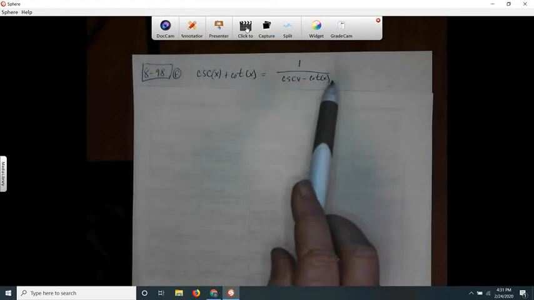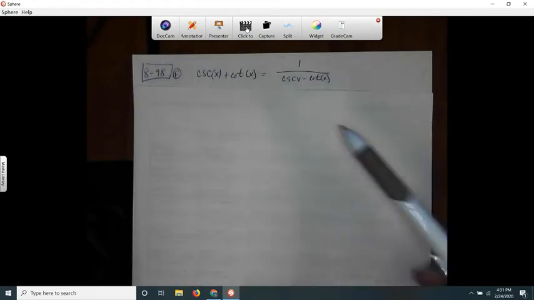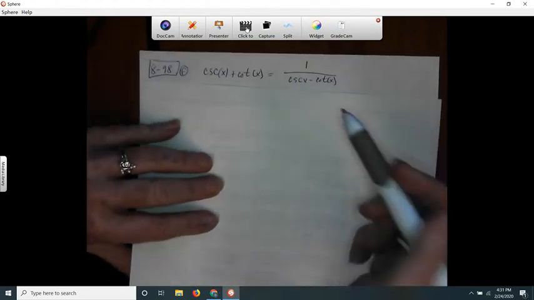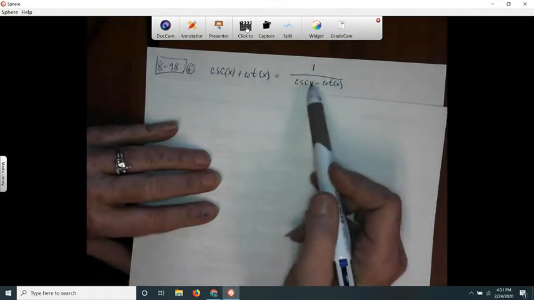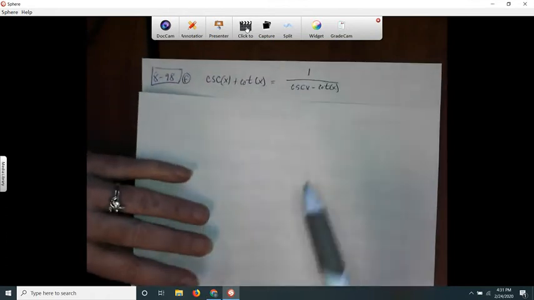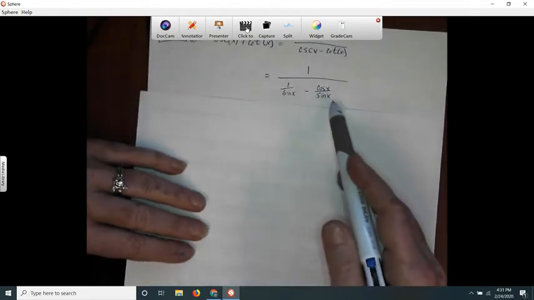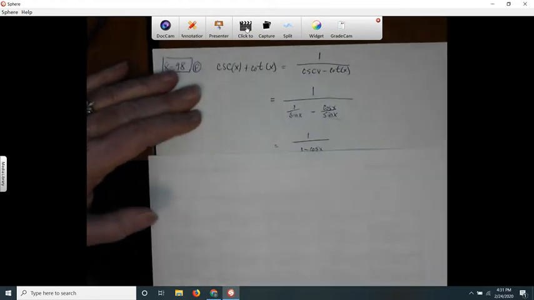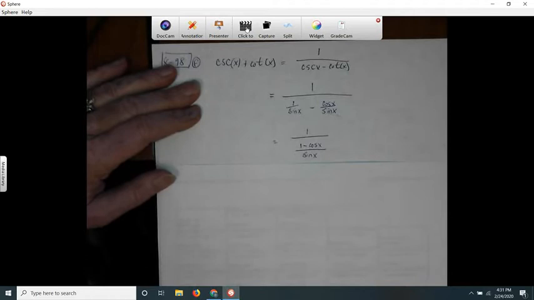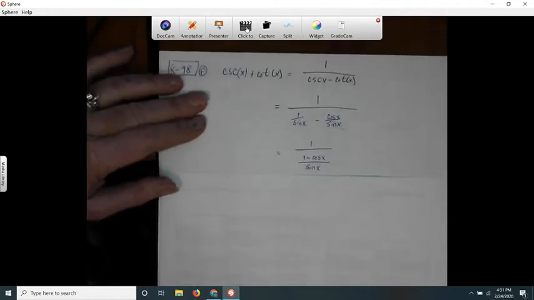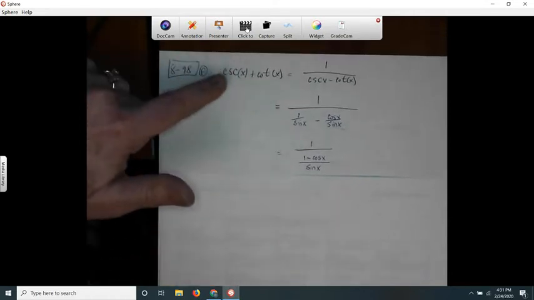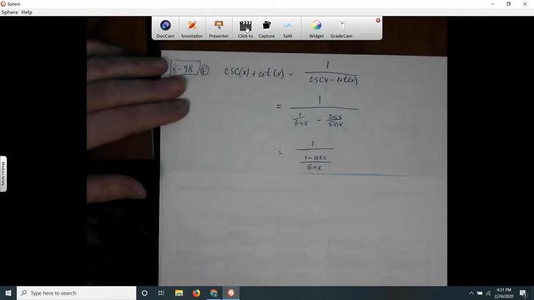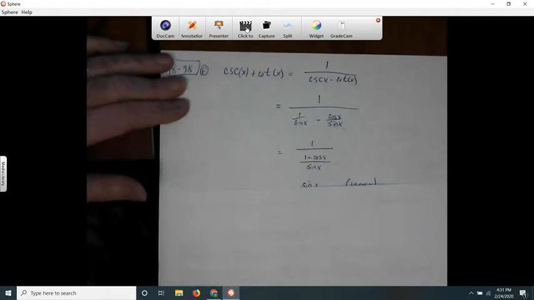So when I tried working over here, I just went along and I wrote cosecant, that's 1 over sine, and cotangent is cosine over sine. So I just did that. And then I saw that I had a common denominator, so I just wrote them over the common denominator. I'm not sure how this was ever going to get to here, but I just kept following the path.